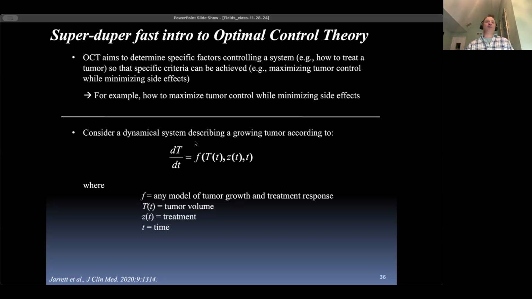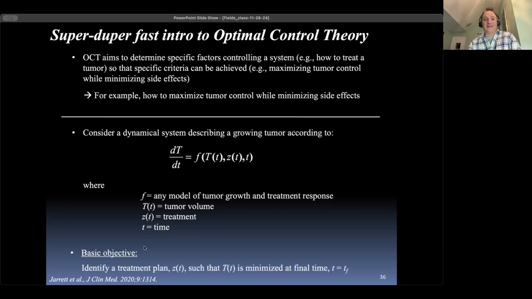So here's a super duper fast introduction to optimal control theory, to OCT. Consider some dynamical system describing a growing tumor, and the rate of change of the tumor size, tumor volume with respect to time, is some function of what the tumor is at whatever time you happen to be looking at, plus the treatment you're giving, that Z, and then the time you happen to be looking at. So we've seen lots of examples on Tuesday and today of different mathematical models, and this is just formally a description of what a mathematical model might include, right?